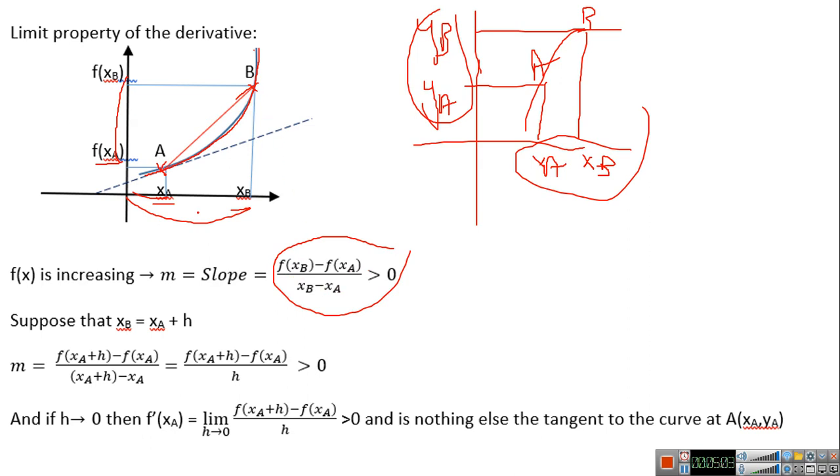Now what I'm going to do is suppose xb equals xa plus h. So I'm going to replace xb by xa plus h. So you're going to get f of xa plus h minus f of xa over, and xb here you're going to replace by xa plus h minus xa. These two cancel out.